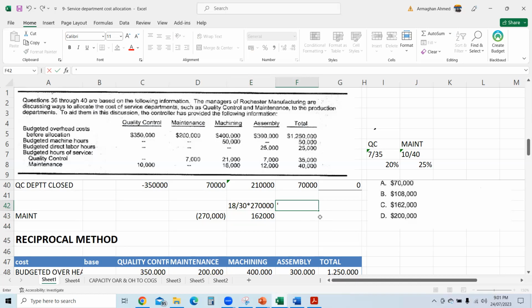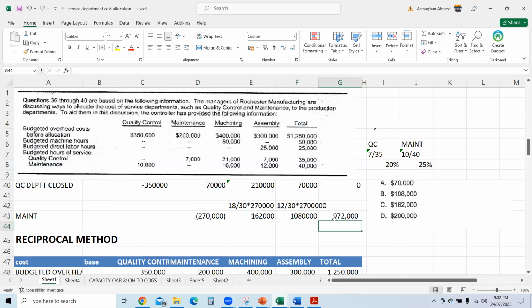How will you do it? So equal to 12,000 divided by 30 into 270,000. So it is 108,000. So if I now check the total, right?